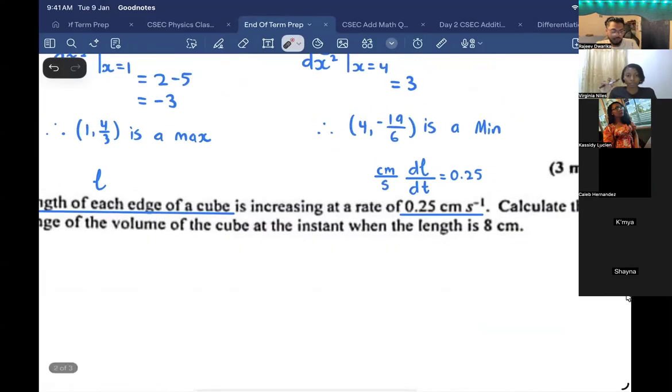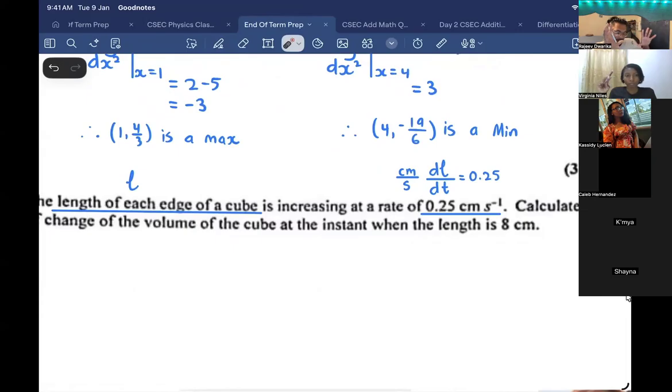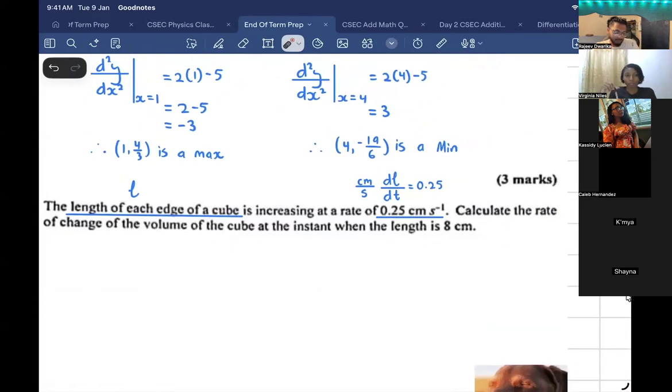Yes, sir. Think about it. Imagine you were filling water into a fish aquarium. As time passes by, what happens to the length, the water level, the height of the water level? It increased, right? So in other words, the length is changing with respect to time. As time passes by, the length will increase.